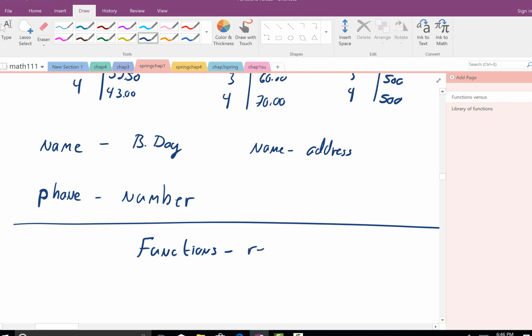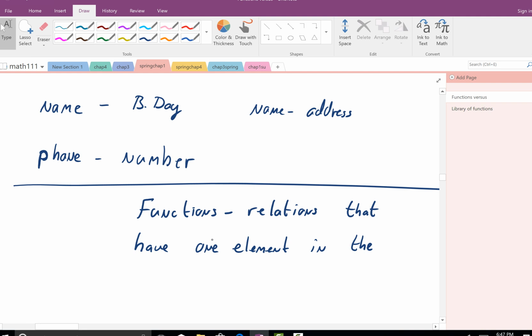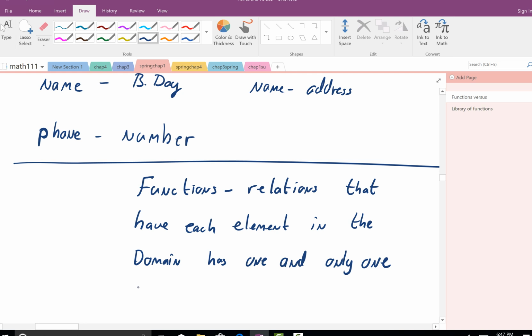Okay, so functions are relations, but they have that each element in the domain, we'll talk about that in a little bit here, has one and only one paired element in the range.